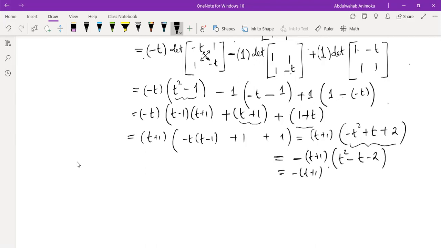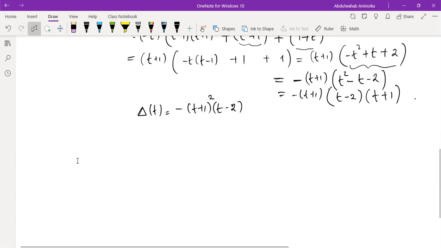So we can now factorize this. This is easily factorizable as what? T minus 2, T plus 1, right? So basically our characteristic polynomial is this. This was quite long. So it's going to be squared minus this. So we observe that what? One of the factors has an algebraic multiplicity of 2.